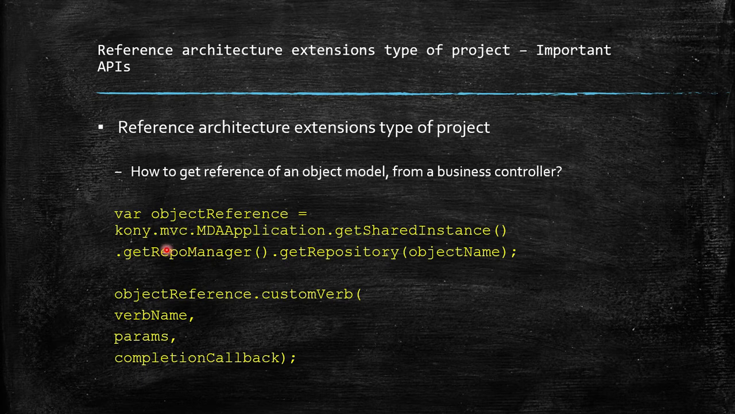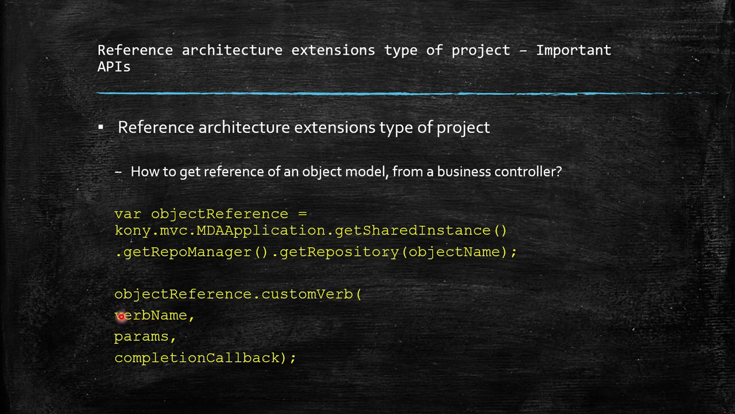Here, using the repo manager, I will get the reference to the repository, and by passing the name of the object, I will be able to get the reference to that object. Once we get the reference to an object, using that reference, we can use the API customVerb to invoke any custom verb that is defined on that object.